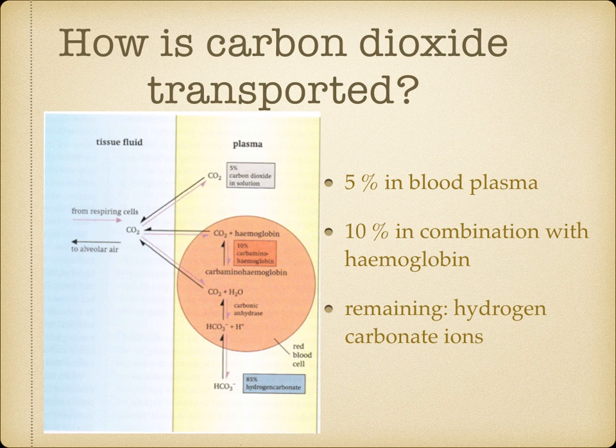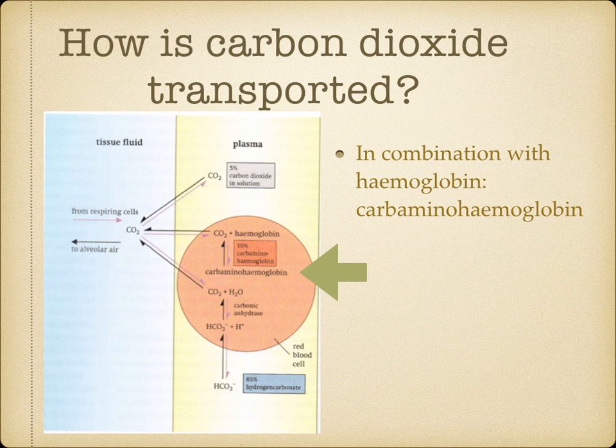Right, let's move on to how carbon dioxide is transported. The diagram is from your Jones & Jones textbook. About 5% of carbon dioxide is carried in the blood plasma, 10% is in combination with hemoglobin, and the remaining 85% is transported as hydrogen carbonate ions. Let's have a look at the combination with hemoglobin. Carbon dioxide can combine with the amino group in the protein part of the hemoglobin, and it forms carbaminohemoglobin.